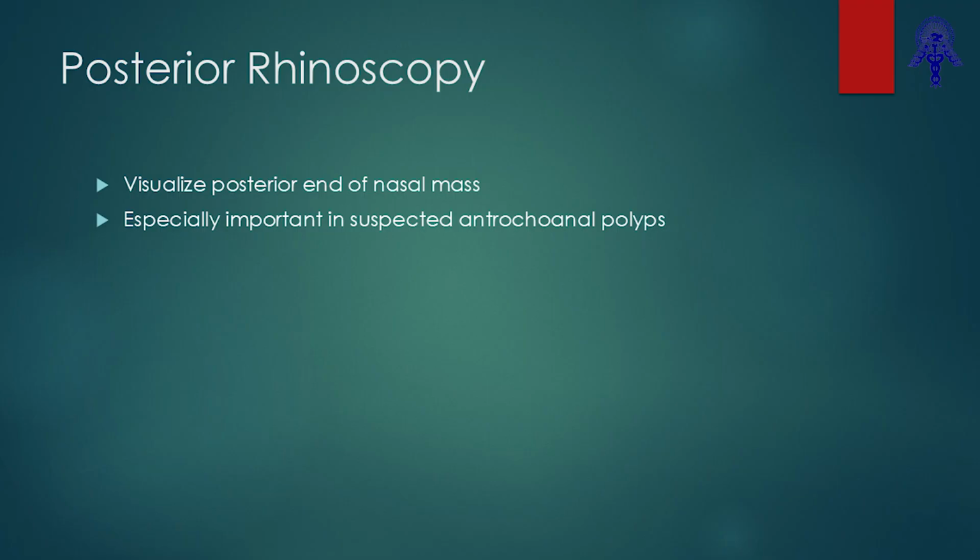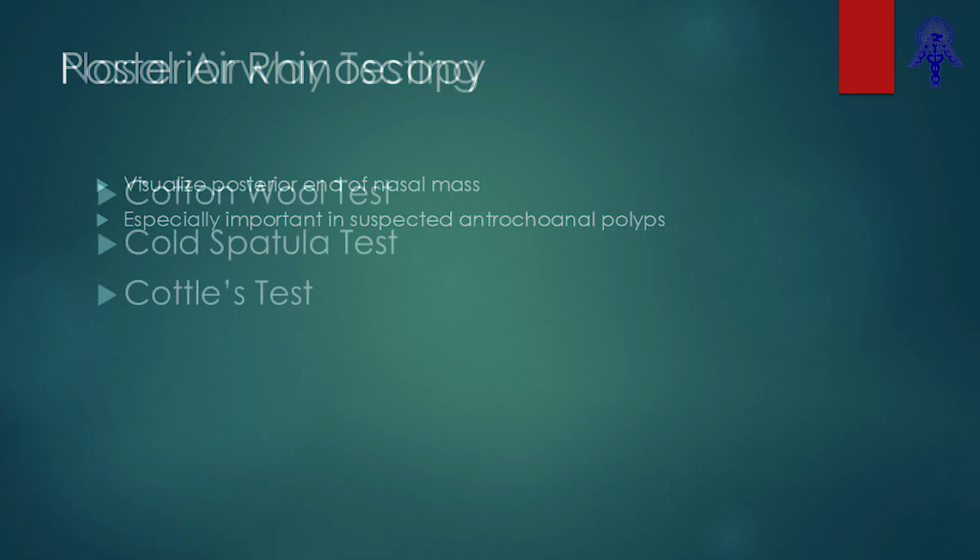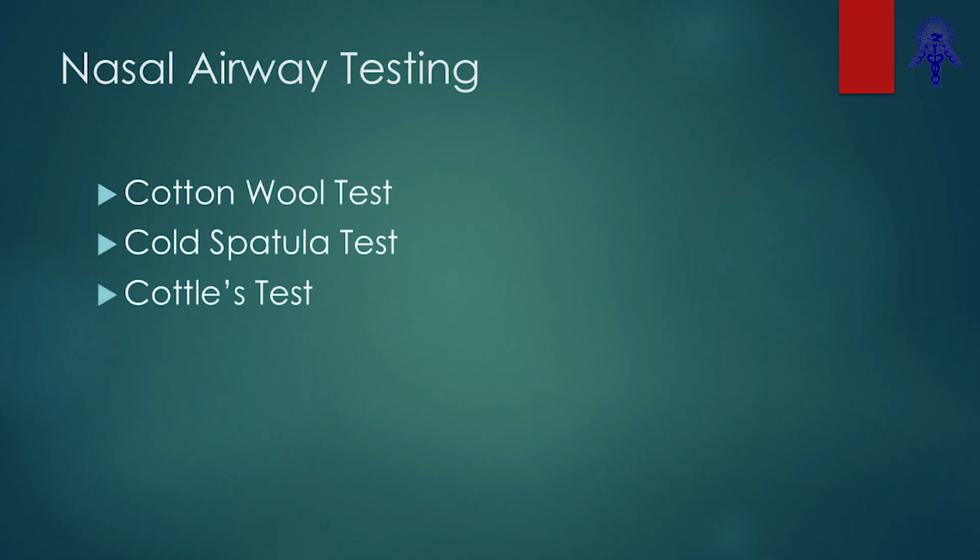rhinoscopy mirror. Now, especially important in case of suspected mass: the cotton wool test and spatula test. Cotton wool test, you know, you have to write. There is a grossly reduced airway in cotton wool test in the right nasal cavity. Grossly reduced, depending on the size of the mass. There is a mild restriction. There is a gross restriction. There is not at all any mist formation in the cold spatula test.